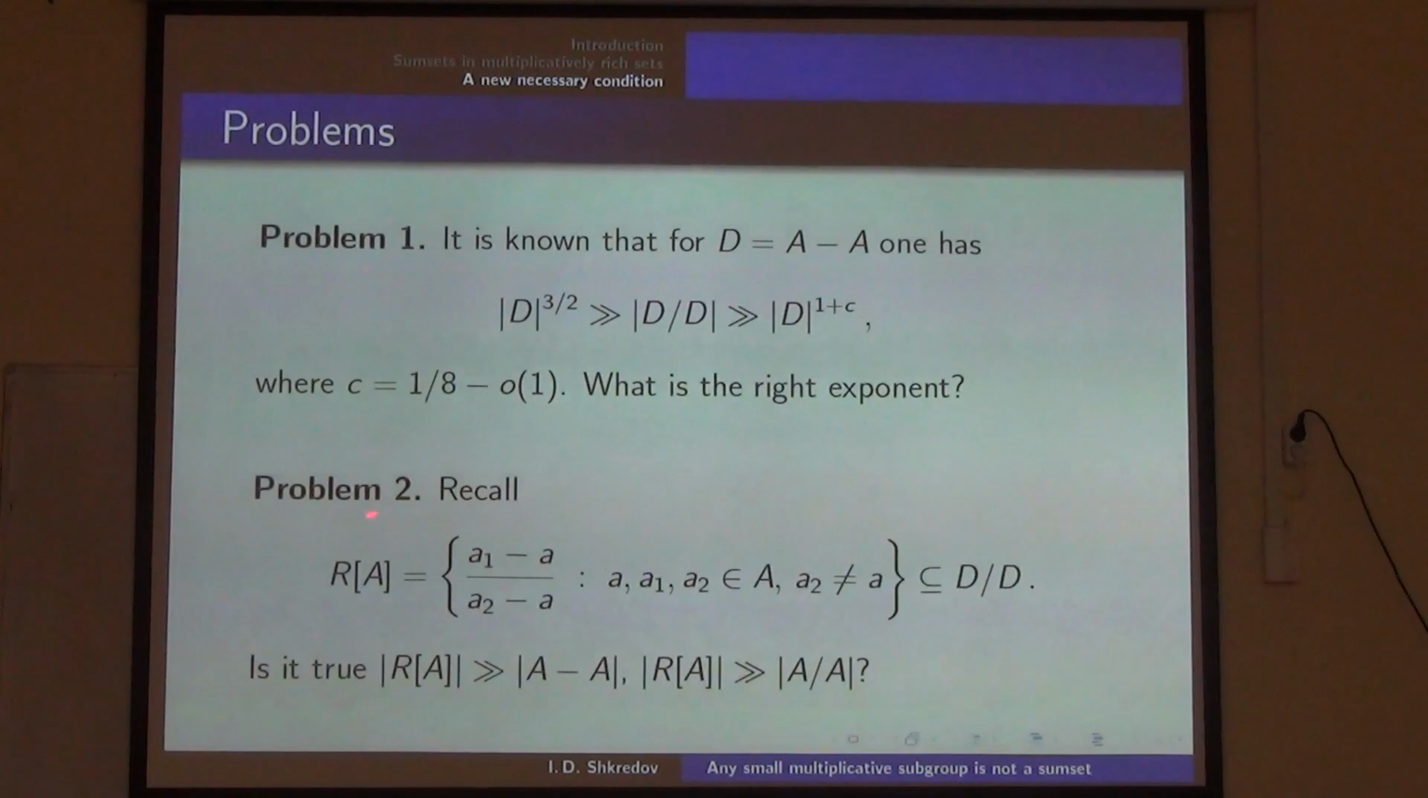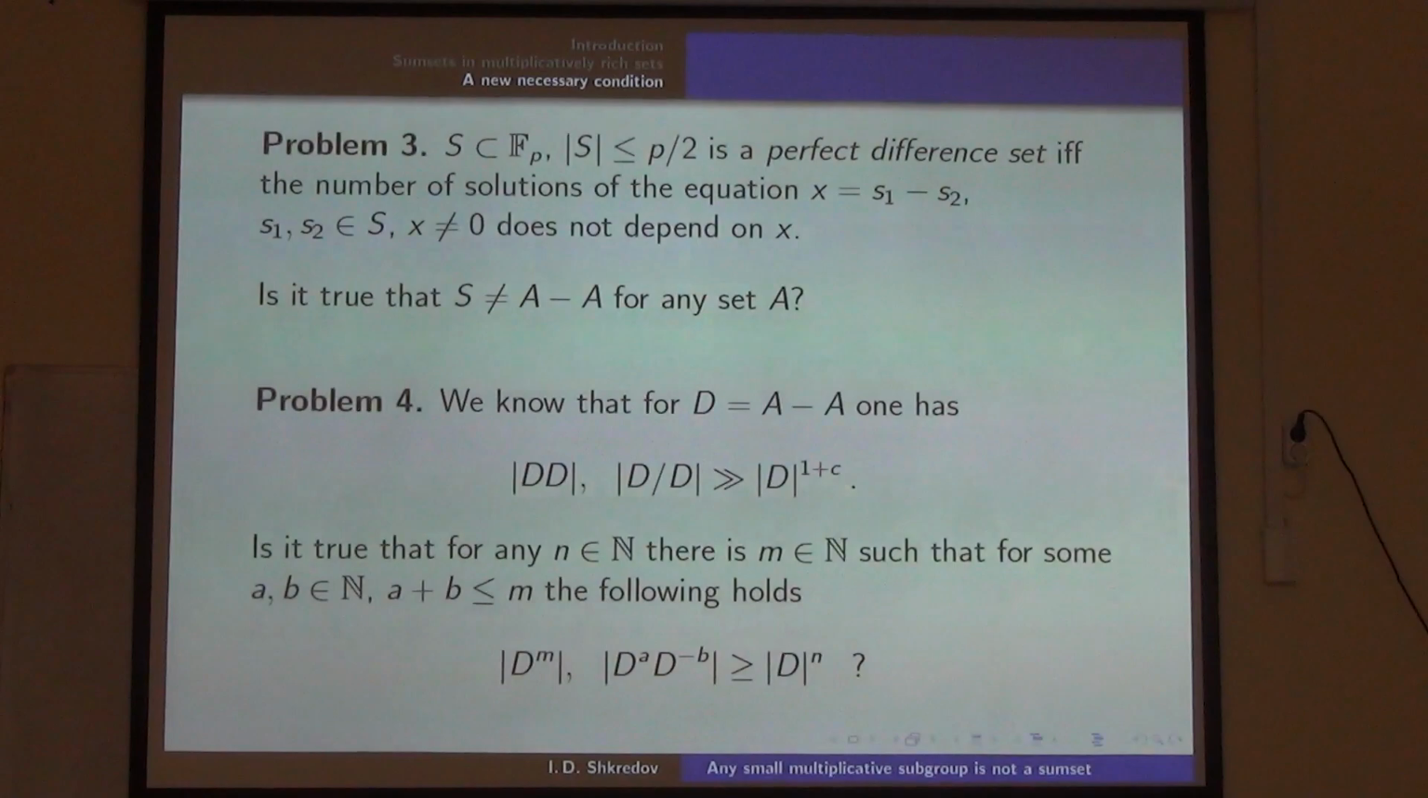What can we say about a lower bound for R of A in terms of the difference set or the ratio set? So in the first point, it should be immediate. Here we have three variables and here just two, but it's open. And it would actually help in some problems.